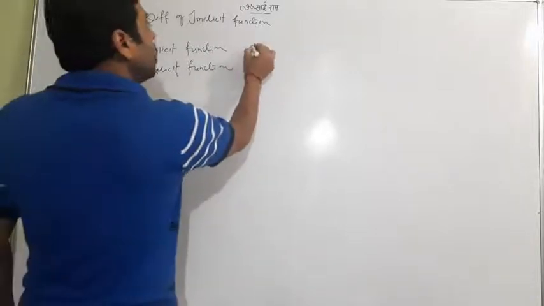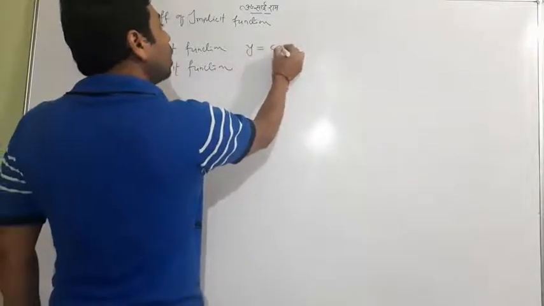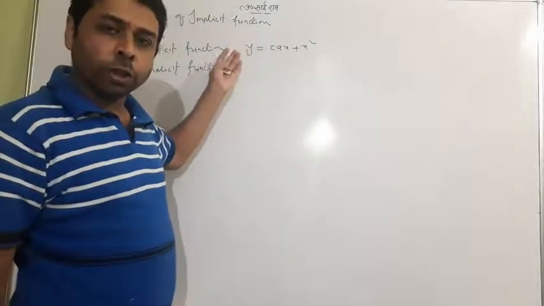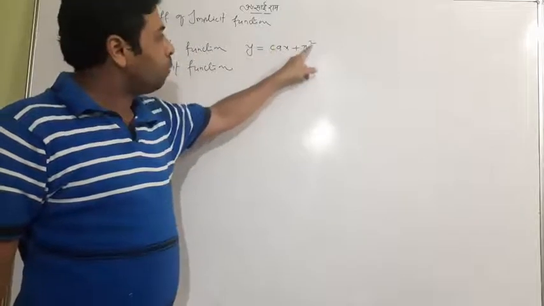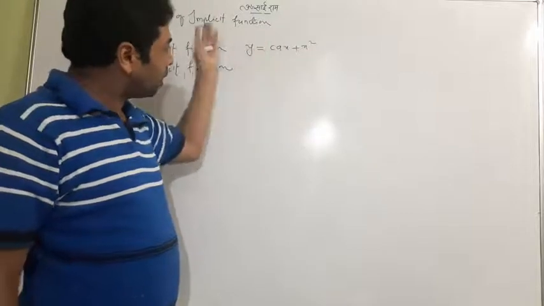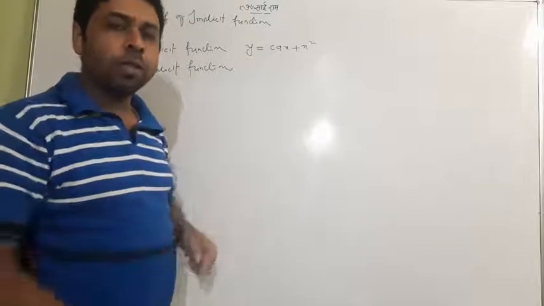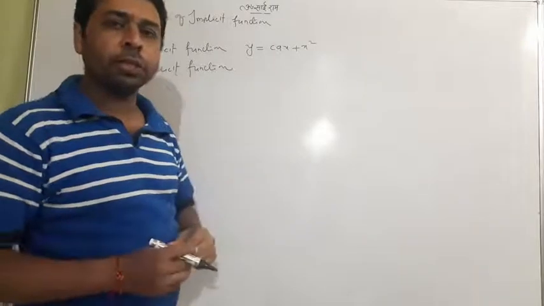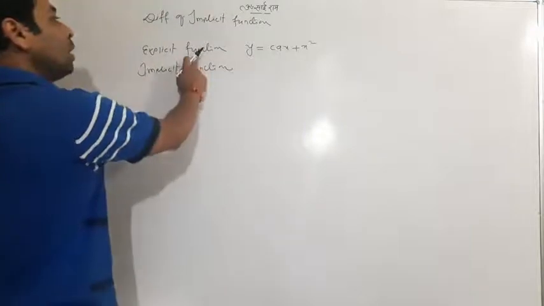Those functions in which y and the term of x are separated, meaning on one side only y is written and on the other side is the term of x. It may be tough, but the term of x is on one side and the term of y is on the other side. They have already been separated, it appears separated, like y is equal to, it is not merged with x, and y and x clearly appear on different sides. This is called an explicit function.